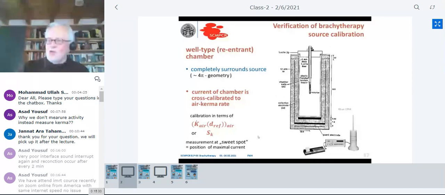And something that you need to know is that you perform your measurement at the sweet spot. There are positions in which you can place your source here in this insertion jig. There is one position in the chamber which gives you a maximum current, and this is the place where you calibrate. So these are the things you need to know, and then it's actually very easy to verify your calibration. So that's how it goes.